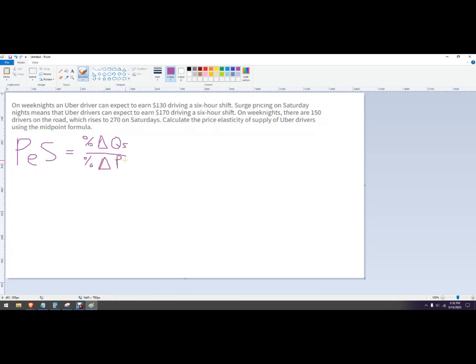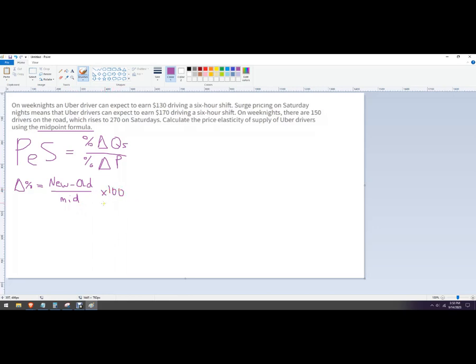the price. This is always going to be a positive number because as price increases, quantity supplied increases, and vice versa. This problem, like most good econ textbooks, wants the midpoint formula. So the midpoint is really talking about the percent change formula. So in the percent change, we want the new value, new minus old, over the midpoint between the two, and then times 100.